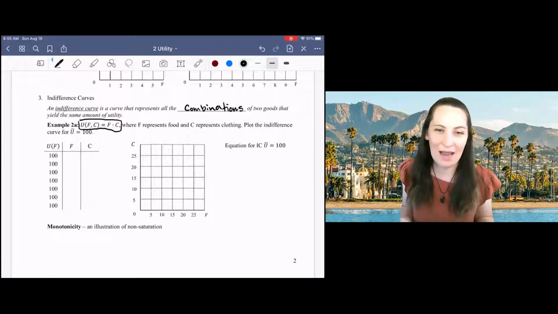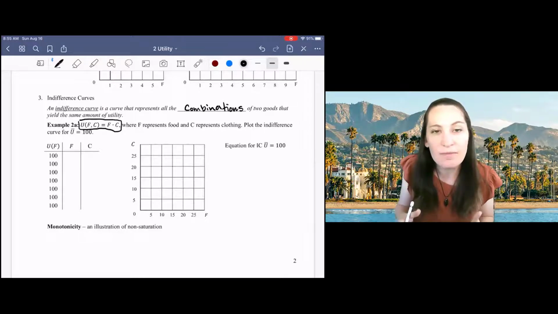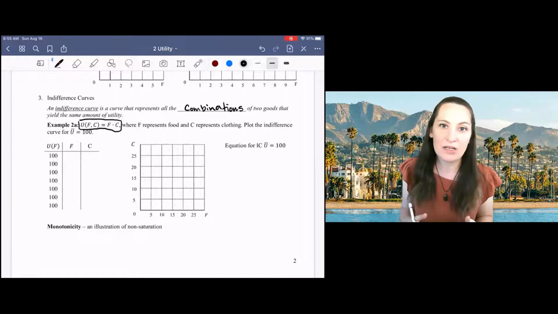Remember, we don't really care about what the number is, so I just picked that 100 arbitrarily because it'll give us some easy numbers. It could be 1,000, it could be 10,000, it could be 2, I don't know, right? The number doesn't matter, the cardinal utility doesn't matter. We're really just interested in ordinal utility, comparing different bundles to understand how consumers behave in certain situations.